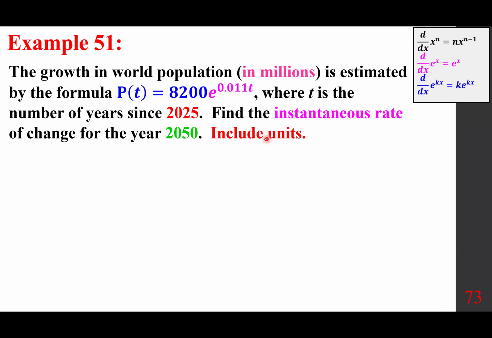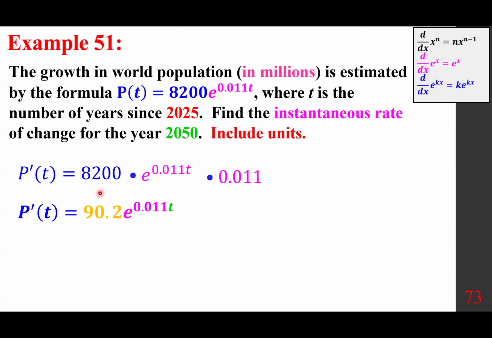Well, instantaneous rate of change means differentiate. So we are going to differentiate. We want to find p prime of t. We start with the 8,200 that is there. We differentiate this by writing it itself because it's an exponential form. The derivative of e to any power is itself. And then e to the power of kx, we need the k, so we need the coefficient of t here. We're going to multiply this number by this number. We put it in front. And so this is p prime of t.